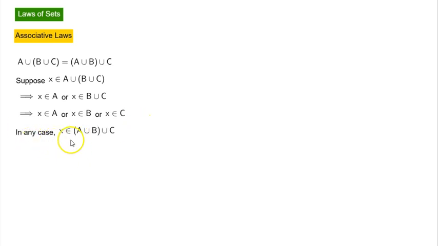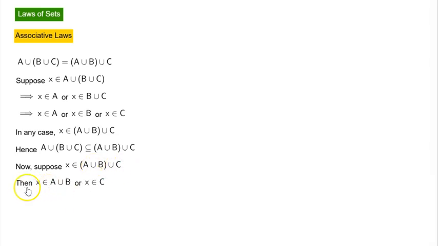In any case, X is in (A union B) union C. Hence, A union (B union C) is a subset of (A union B) union C. Now, suppose X is in (A union B) union C. Then X is in A union B or X is in C. Now, if X is in A union B, then X is in A or X is in B. That means X is in A or B or C. Thus, (A union B) union C is a subset of A union (B union C).